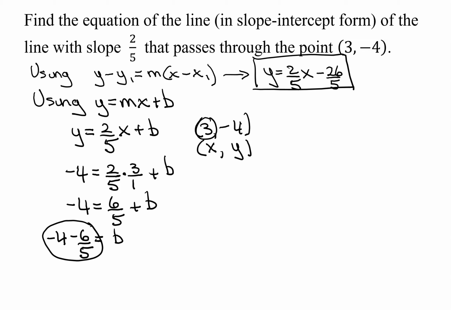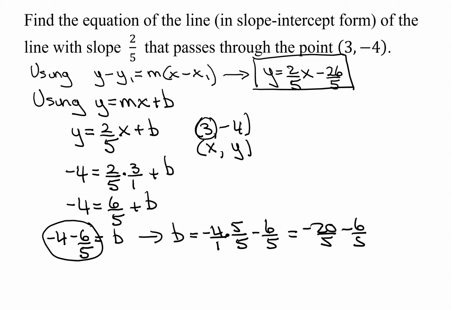So now what do I have to do on this side here? I need a common denominator. So I'm going to get b equals -4/1. I'm going to multiply it by 5/5 to give me my common denominator of 5, minus 6/5, which is -20/5 minus 6/5. So what is b? -26/5. So what's my equation?